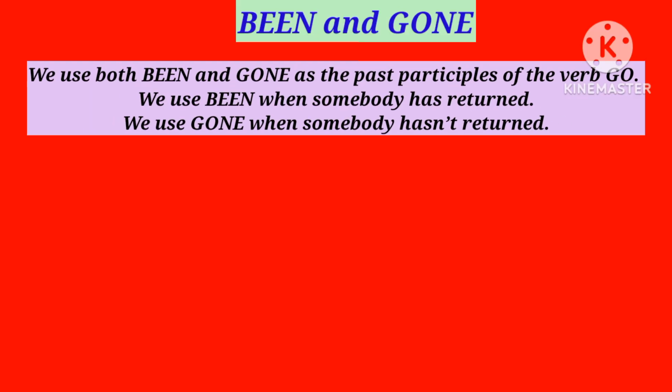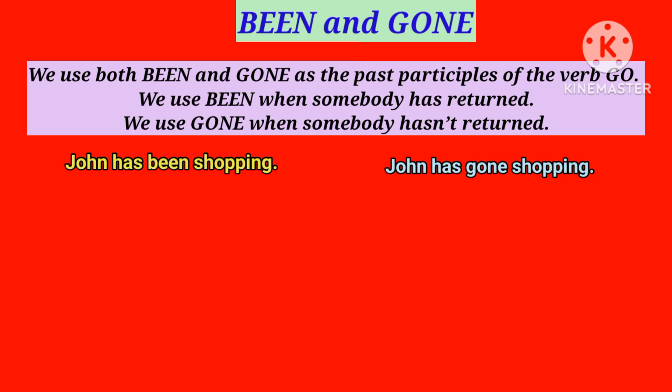All right, let's talk about the difference between been and gone in the present perfect. We use both been and gone as the past participle of the verb go. We use been when somebody has returned. We use gone when somebody hasn't returned. For example, John has been shopping. It means he went shopping, but he's back now. John has gone shopping, on the other hand, means he went shopping and he's still at the shops.